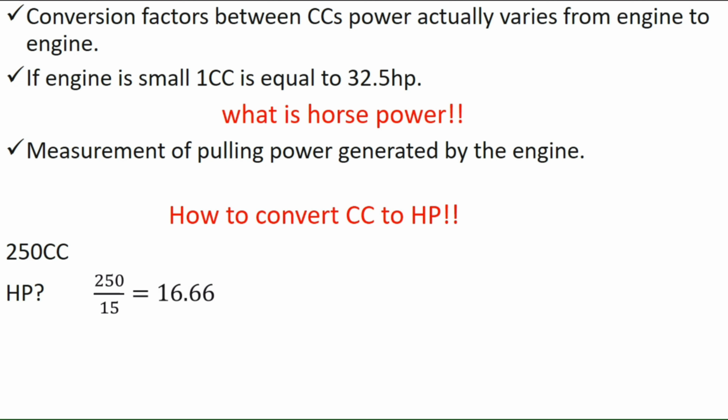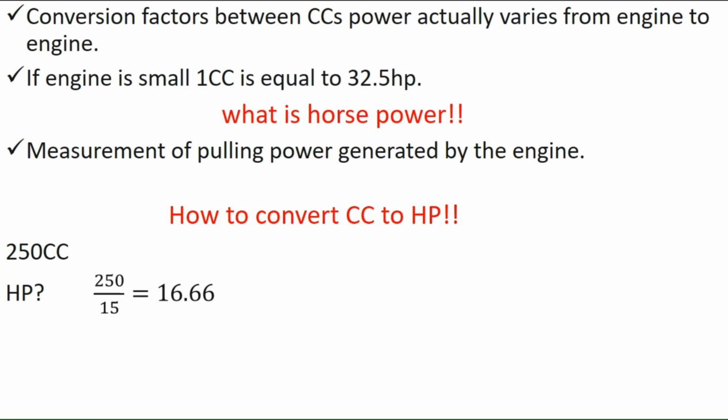In this slide, I want to talk about the conversion factors between cc and power. Actually it varies from engine to engine, it depends. And if the engine is small, for example, we say 1 cc is equal to 32.5 horsepower. Okay, and now what is the horsepower? It's the measurement of pulling power generated by the engine. And as I said, cc is the diameter of the piston.